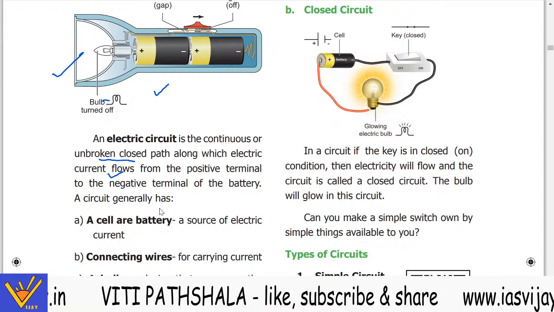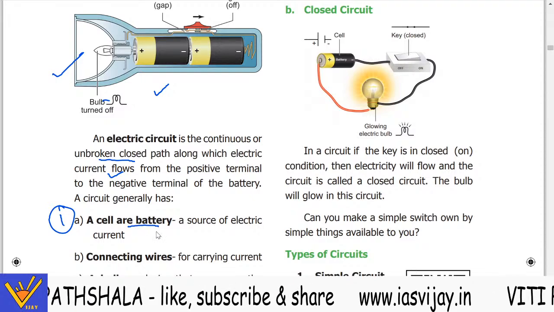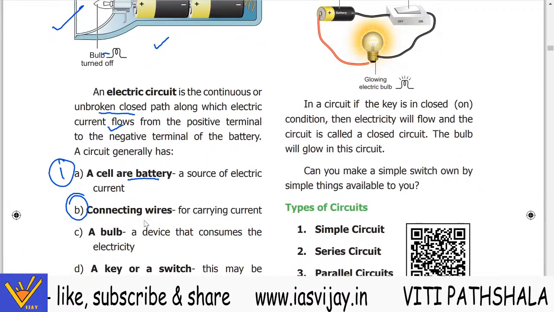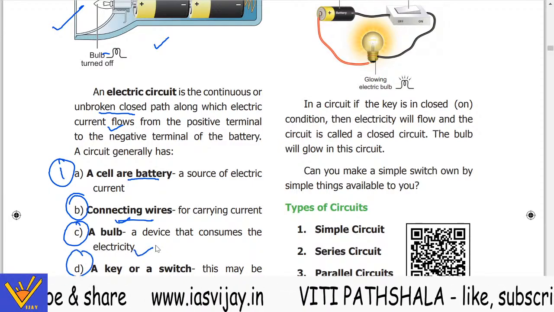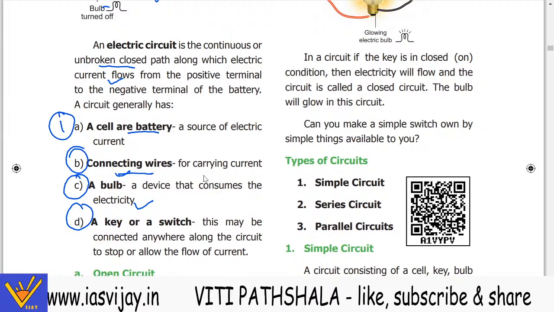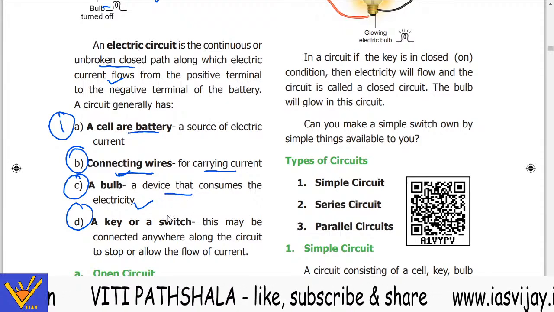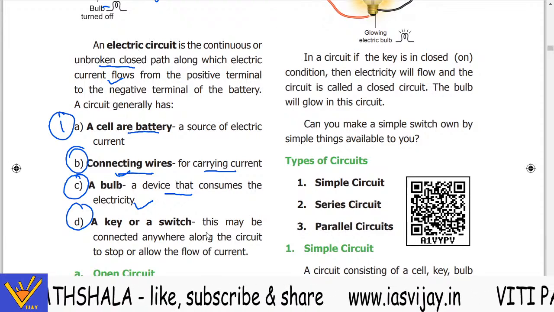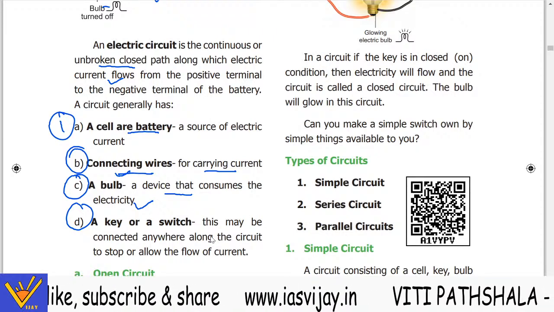A circuit generally has, number one, a cell or the battery. Second, the connecting wires. Third, the bulb and the key or the switch. So a battery is a source of the electric current, the connecting wires carry the current, the bulb is a device that consumes the electricity, and a key or the switch will stop the flow and allow the flow. Yes, Raja, you are correct.